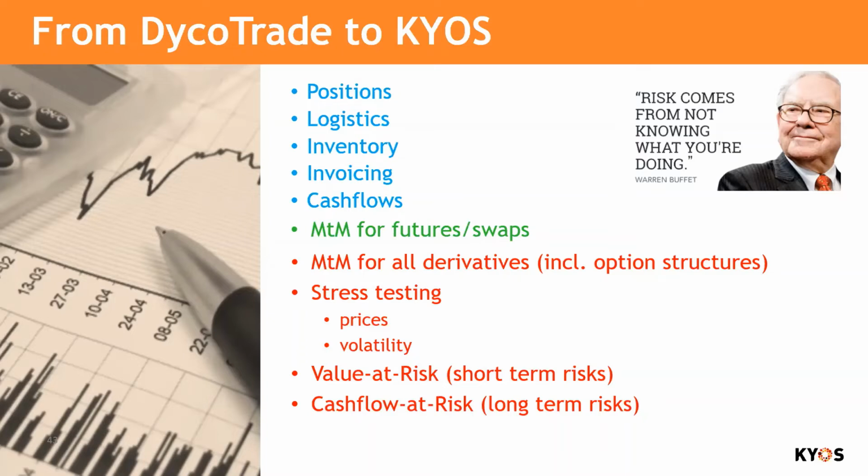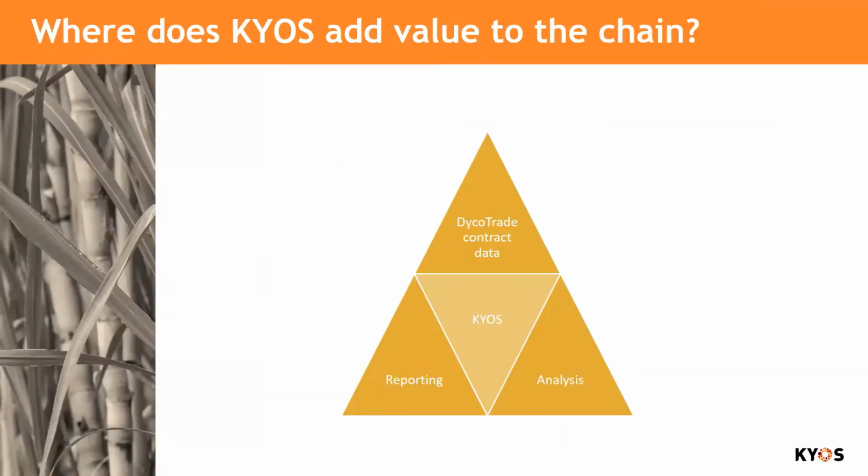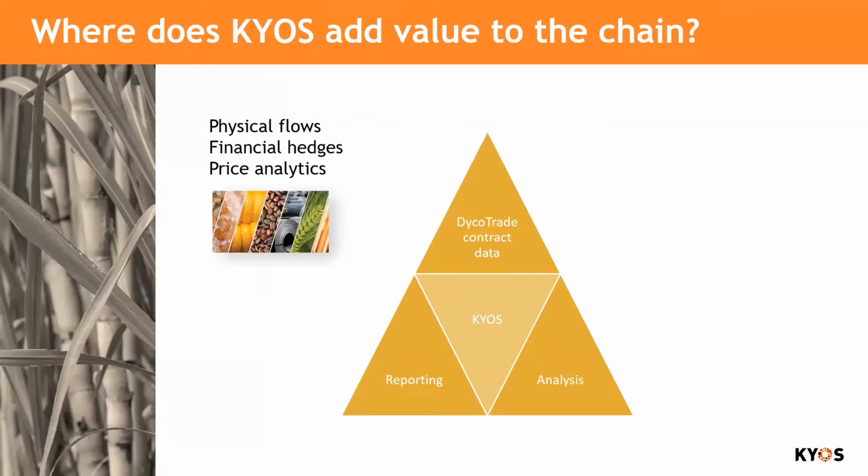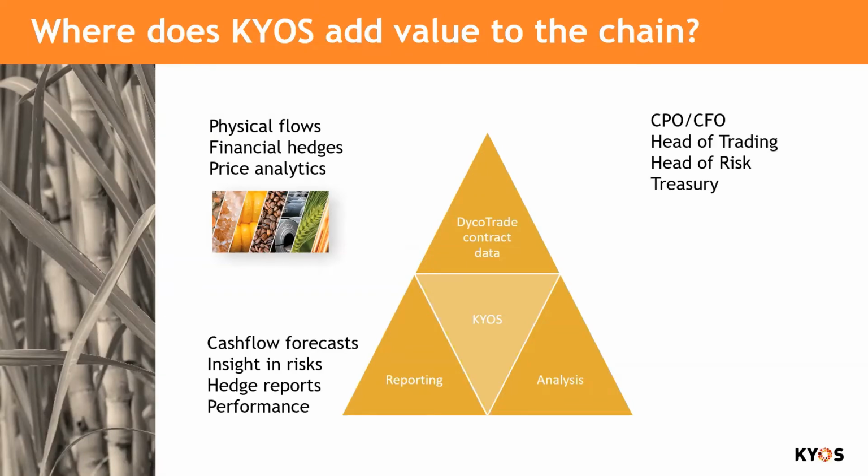So short-term, more focused on traders, long-term, more focused on procurement teams, and also from a CFO perspective, what can happen with our cash flow on the longer term. We combine the data of DycoTrade, the physical flows, the financial hedges, into price analytical functions. We create reports in the platform for the CPO, the CFO, head of trading, risk, or treasury. I think also treasury has to be mentioned, because step by step they're getting more involved.